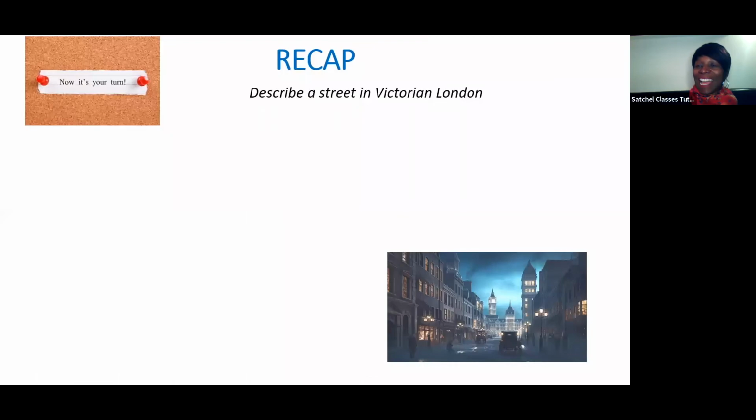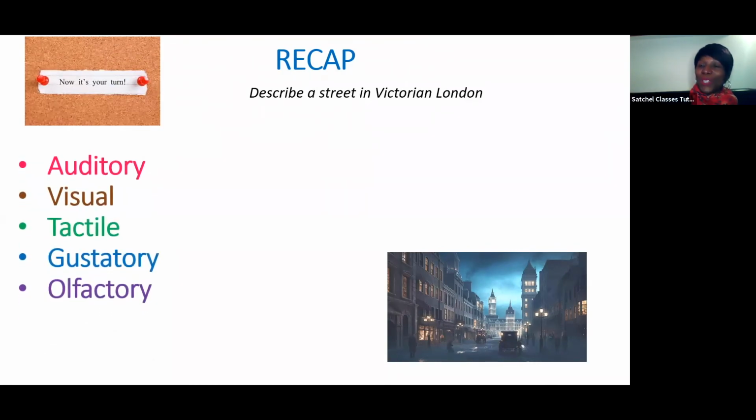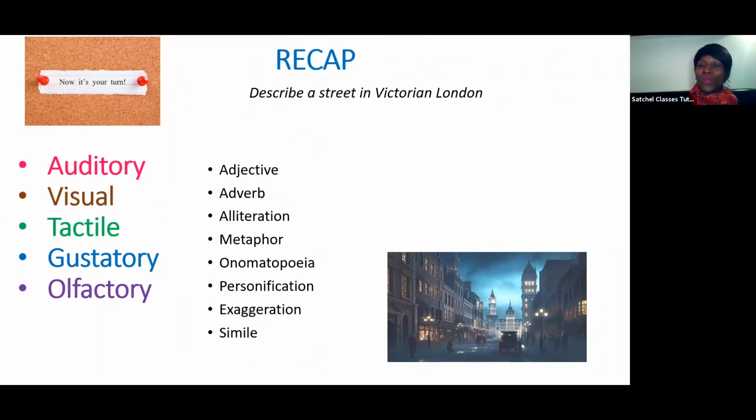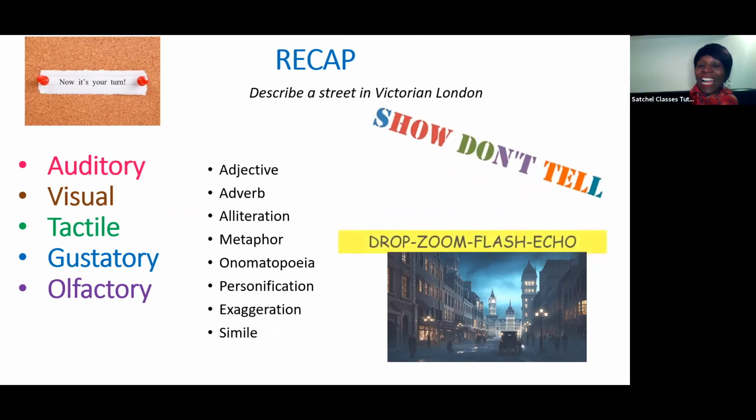So I hope that now you would have the confidence of writing your own description of a scene in Victorian London. Don't forget to use sensory imagery. Make sure you use all the different techniques, AAA and mopes, to really add that engaging detail. Don't forget to show and not tell. You add that extra level of specific detail, and use the drop, zoom, flash, echo method to structure your whole piece. I hope that you found this helpful.